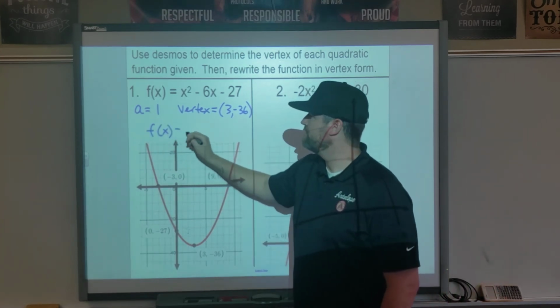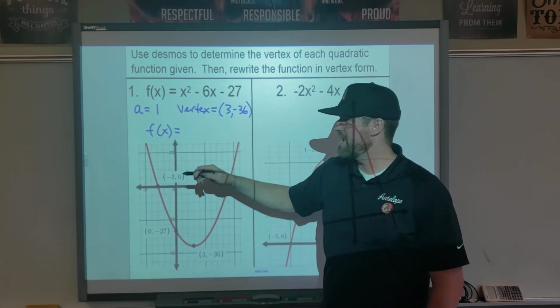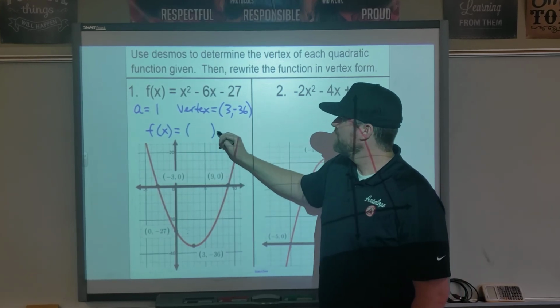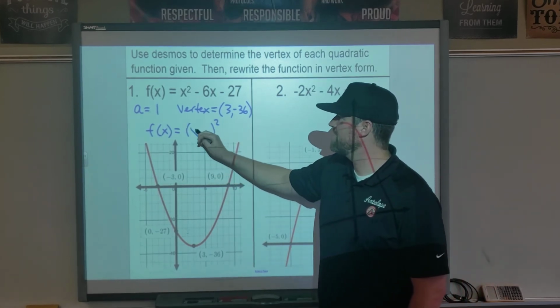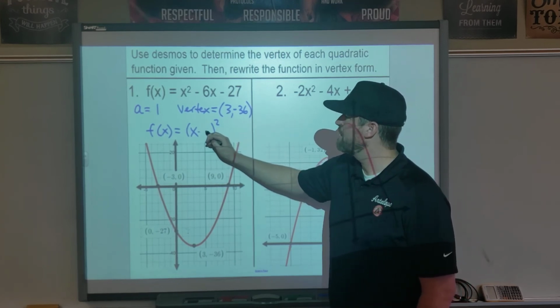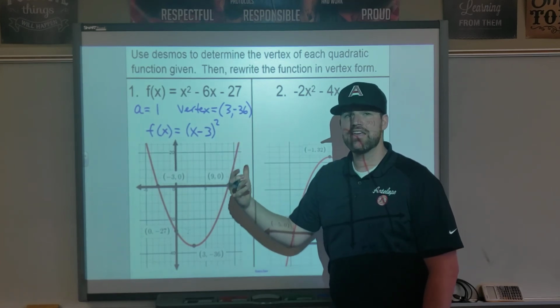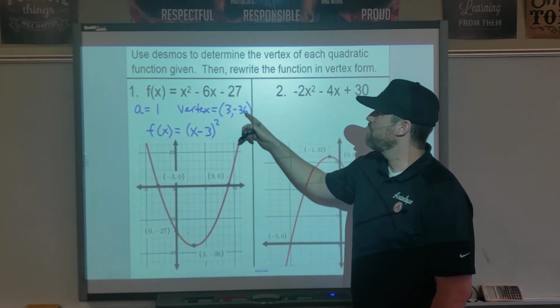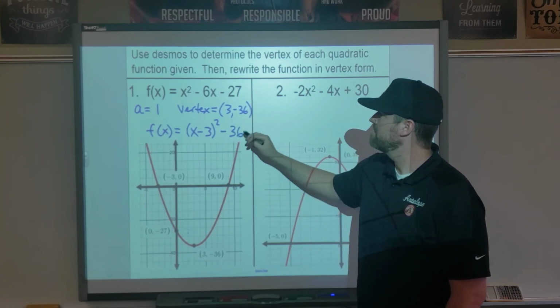We know that our a value goes first, which is 1. If it's 1, I don't actually write it. Then I know I have parentheses squared, and in the parentheses will always be x and the opposite of my x coordinate, so x minus 3. And then the last part, the k of the formula, is the y of the vertex, which is negative 36.